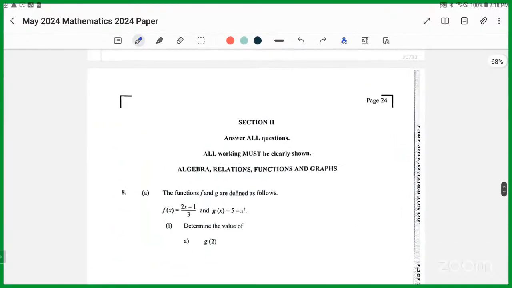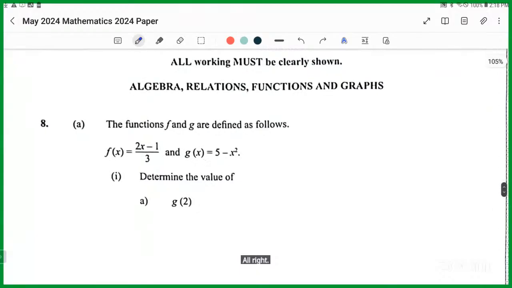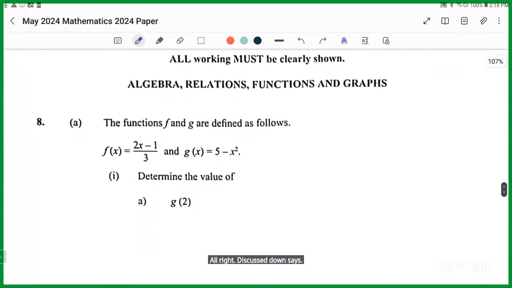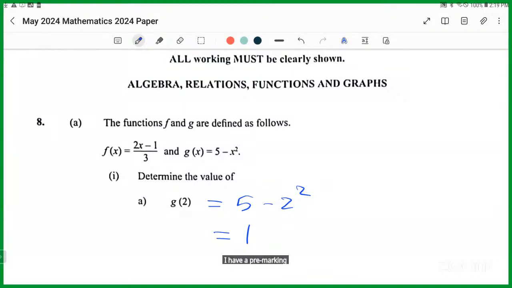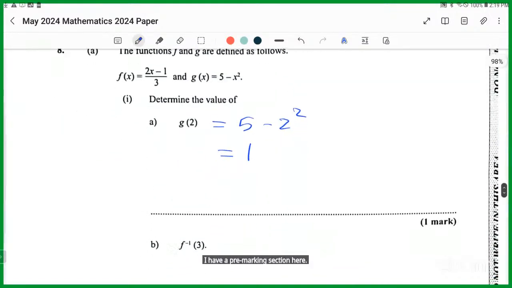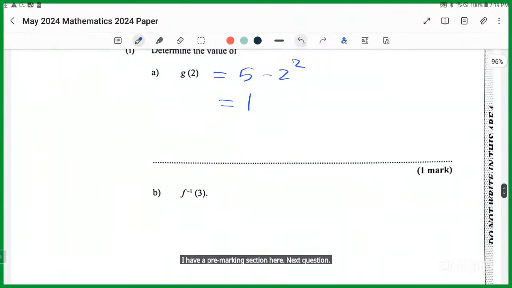All right. This question says, f and g, another functions question. This one is f, this one is g. So we have to find g of 2. So we're going to put 2 in the g function right there. It simply becomes 5 minus 2 squared. This 2 squared is 4. 5 minus 4 is 1. That's like a free mark in section 2. Next question. f to the minus 1 of 3. You can do this by finding f to the minus 1 of x first.